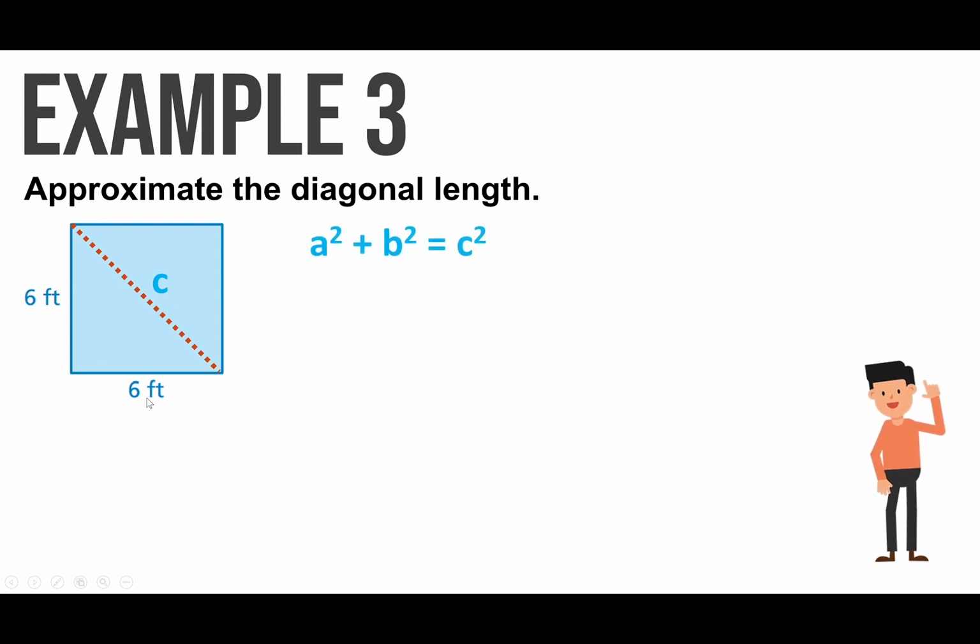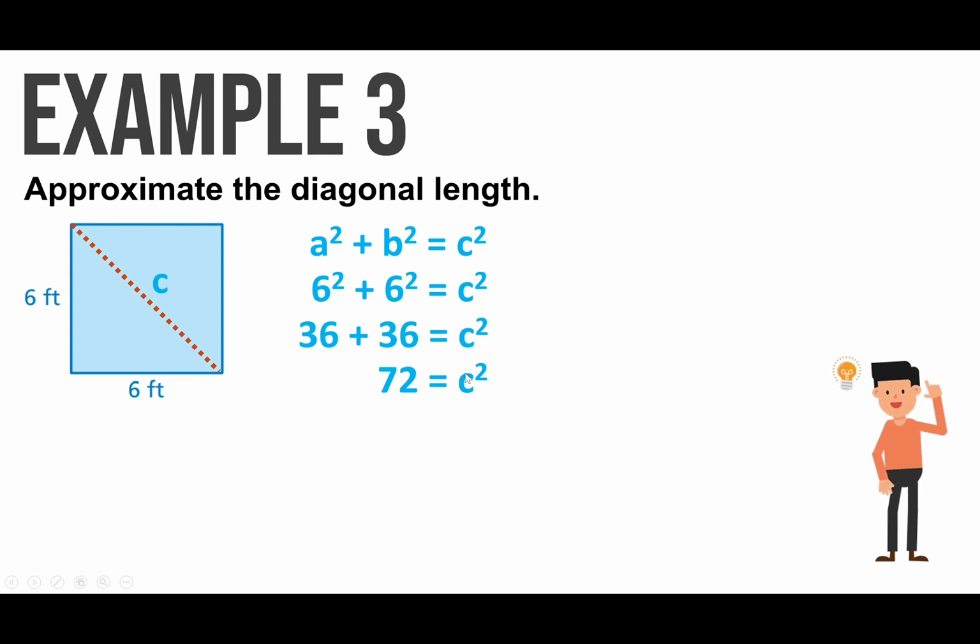I know that my 6 and my 6 are going to be my legs, so I'm going to plug it in and try to find c squared. Easy stuff, 6 times 6 is 36, 6 times 6 is 36. Okay, let's simplify this down. 36 plus 36 is going to give you 72. Okay, breathe, we're almost done.